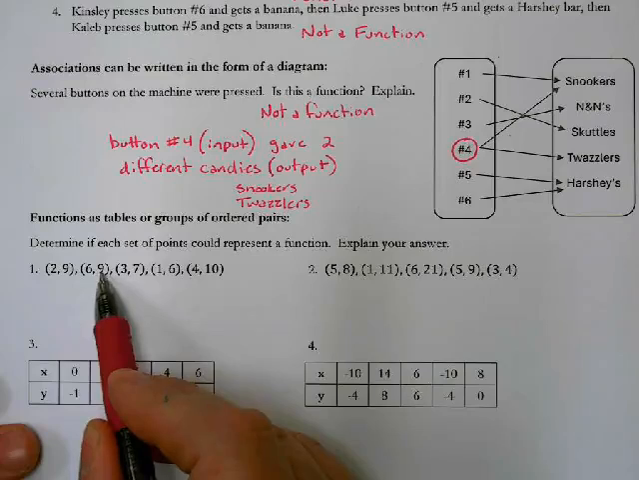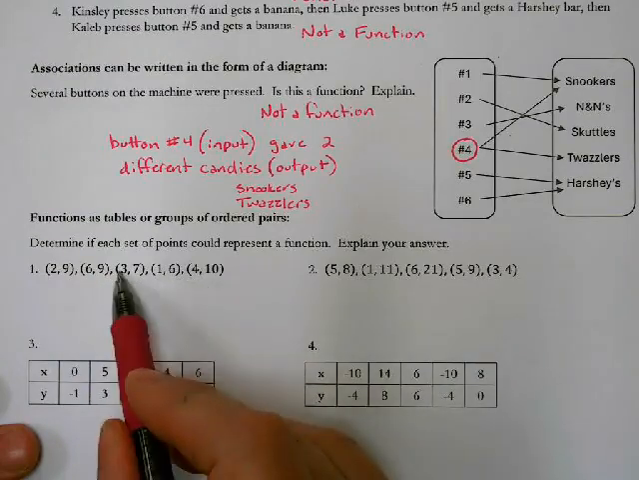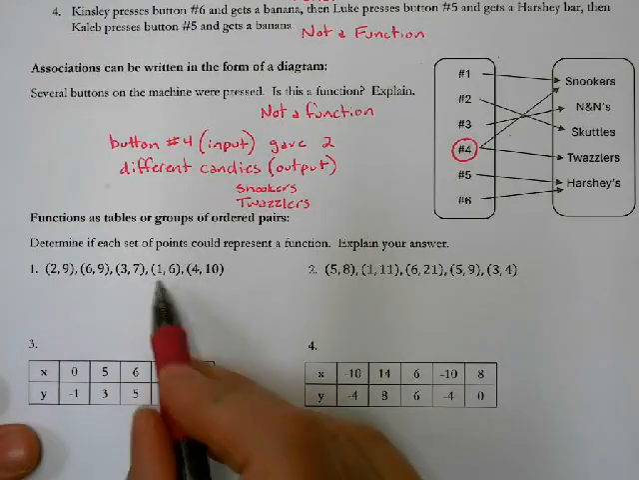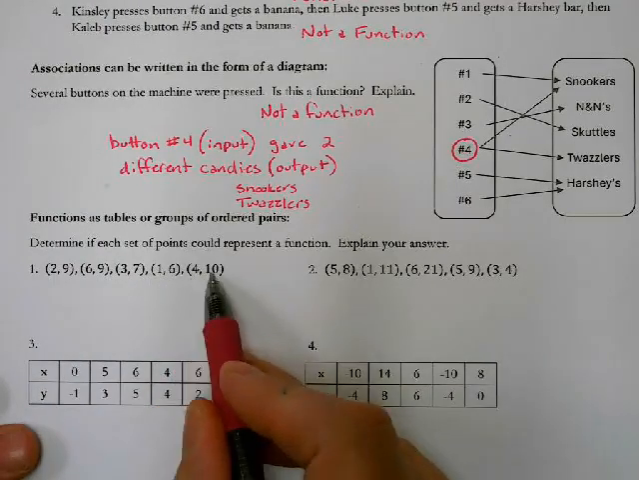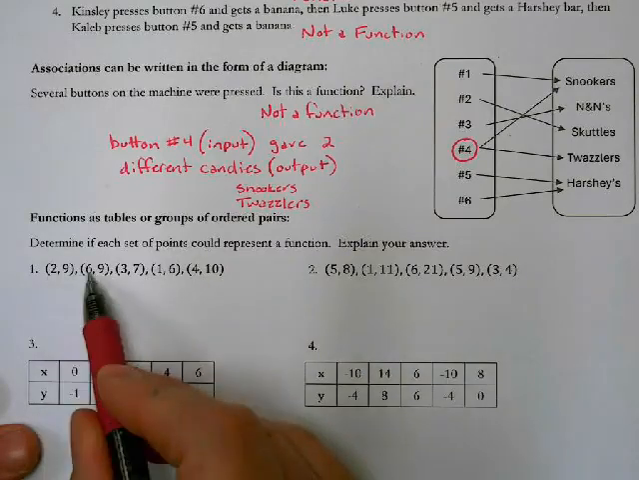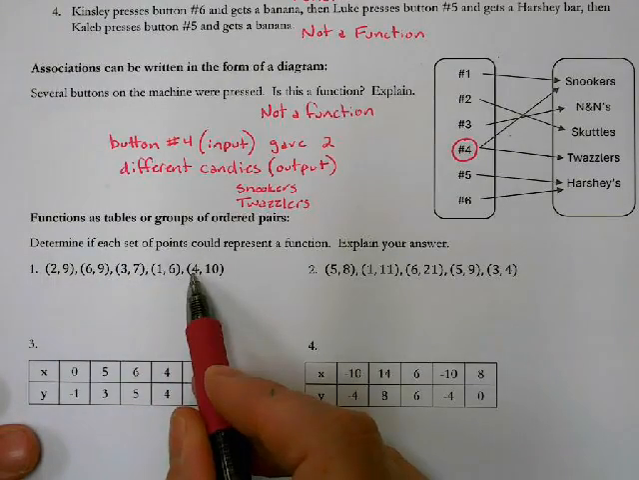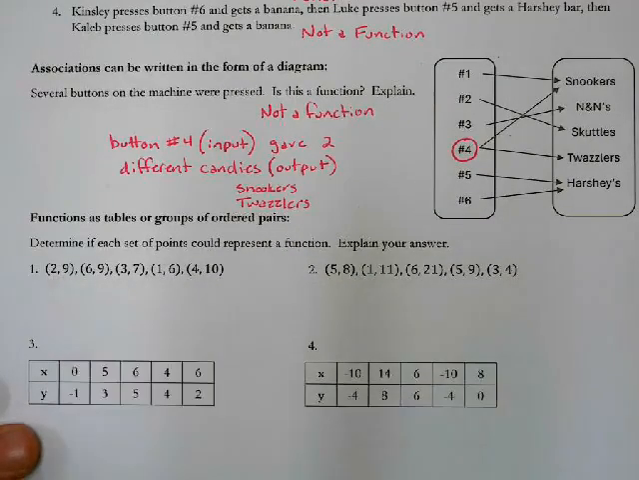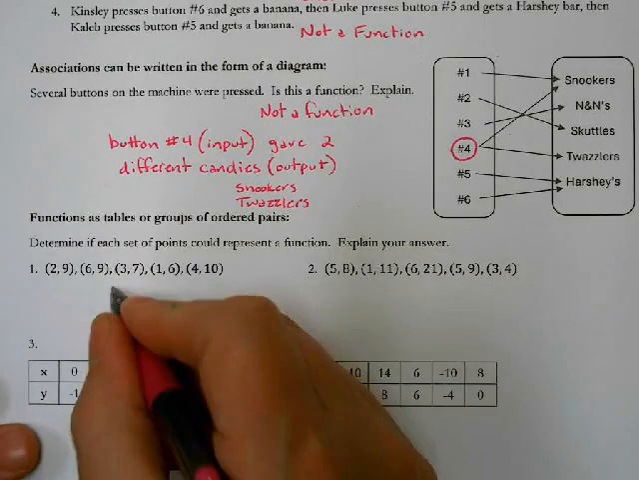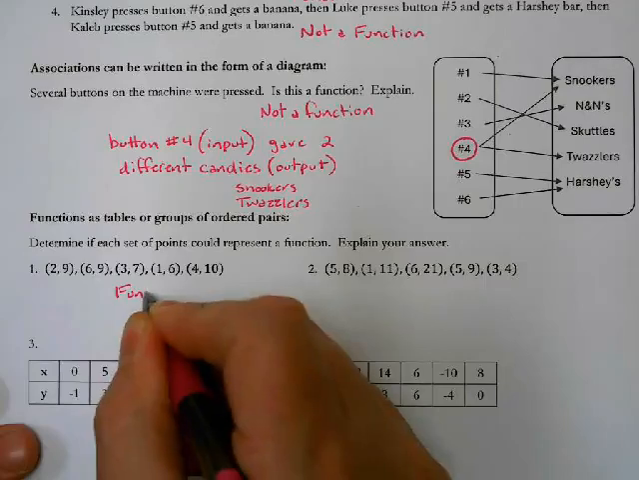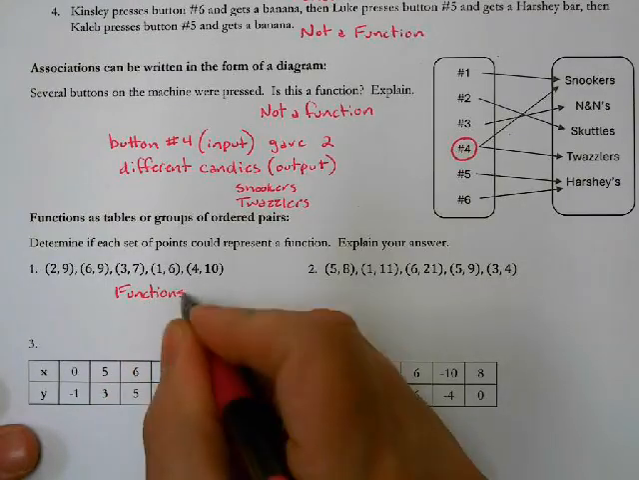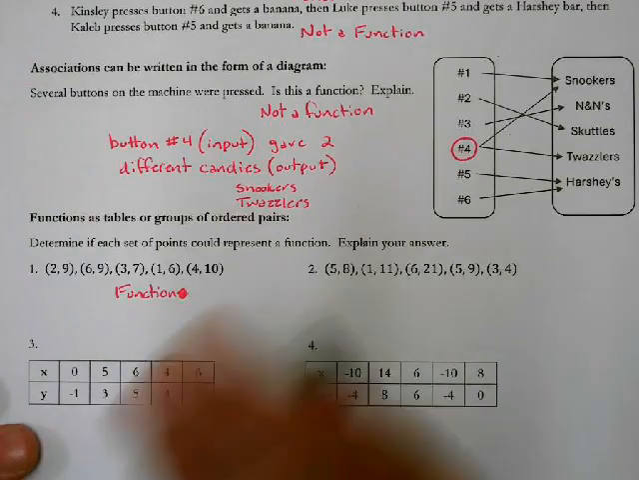There's no other 6s. 3 only gives me 7. There's no other 3s that give me another number. 1 only gives me 6. 4 only gives me 10. So each of these inputs are never repeated, and they're all giving only one output for that specific input. So this one would be a function. None of my inputs are giving me 2 different outputs.